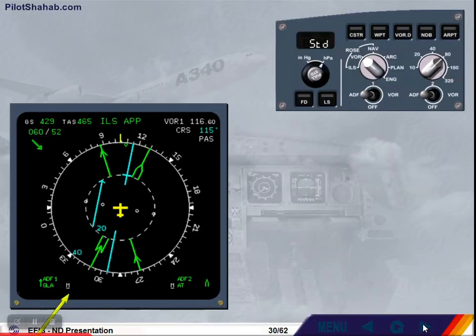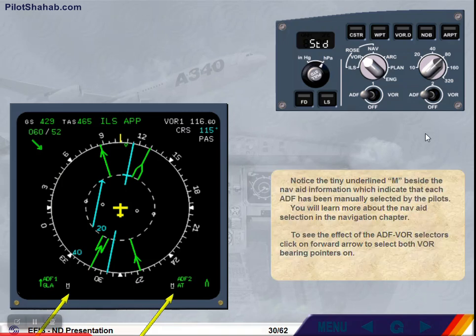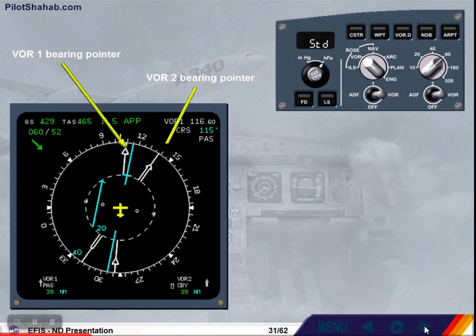Notice the tiny underlined M beside the nav aid information, which indicates that each ADF has been manually selected by the pilots. You will learn more about the nav aid selection in the navigation chapter. To see the effect of the ADF VOR selectors, click on forward arrow to select both VOR bearing pointers on. Click on the forward arrow. The two white VOR bearing pointers are now visible. You have seen the two raw data displays. Now let's look at the RoseNav display.